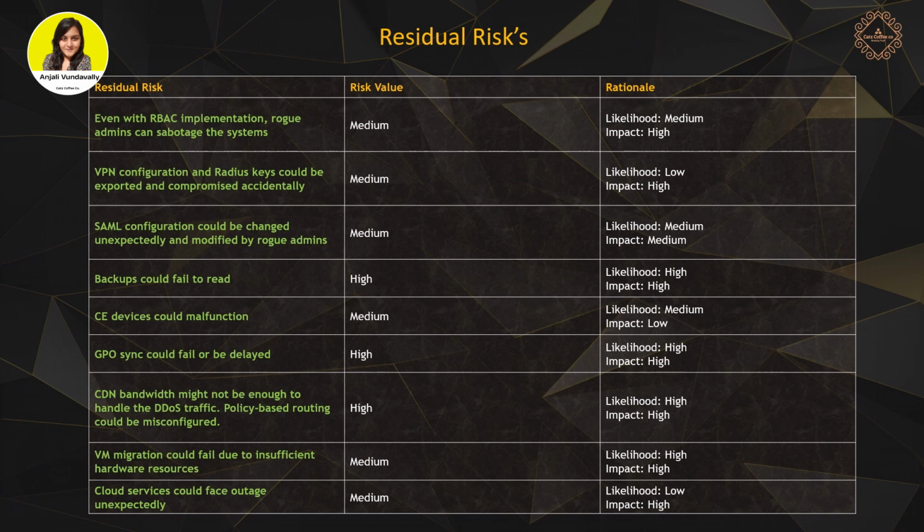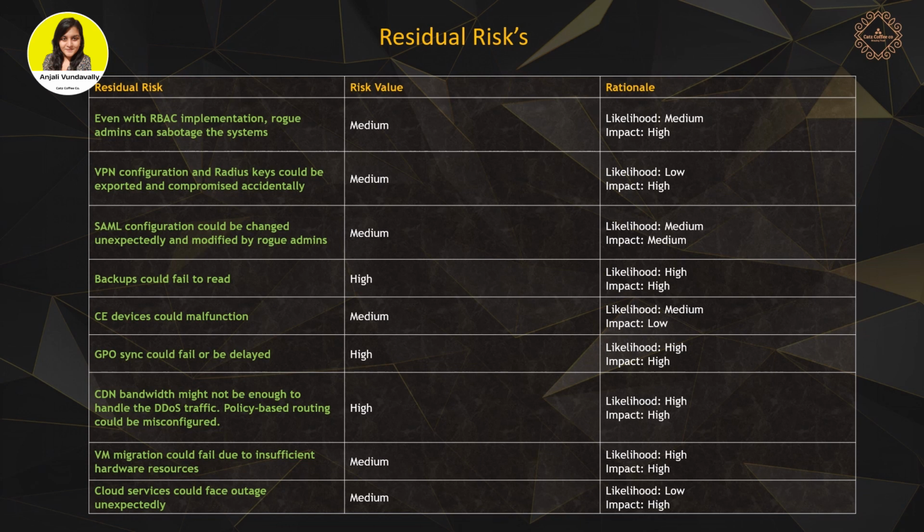In case of VPN tunnel or strong encryption, VPN configurations and radius keys could be exported and compromised accidentally. The third is in case of SAML, which is Security Assertion Markup Language, its configuration could be changed unexpectedly and modified by rogue admins. Even with the regular backups, there is always a possibility that the backup could fail to read. CE devices, which is consumer electronic devices, could malfunction anytime while using.